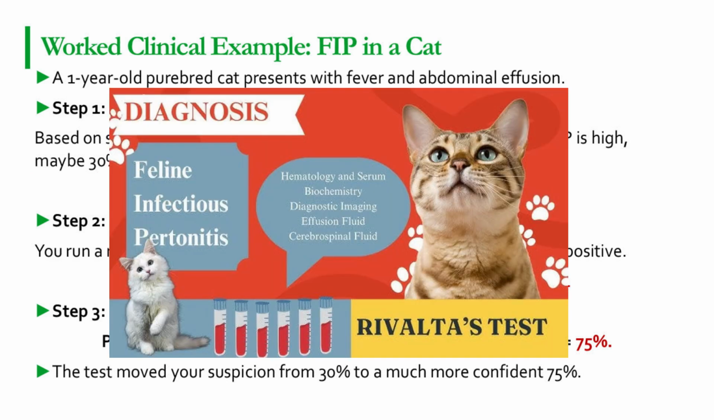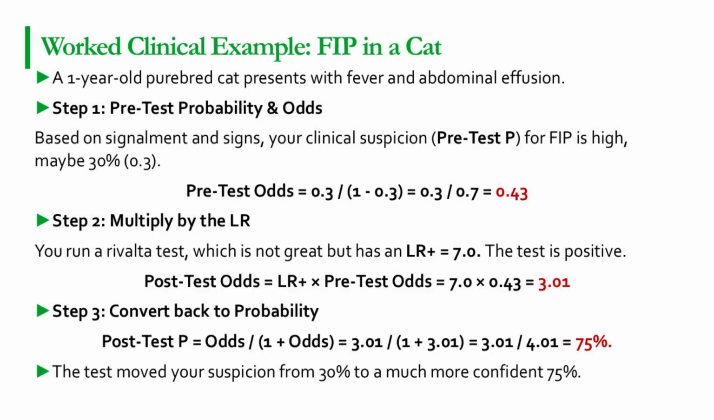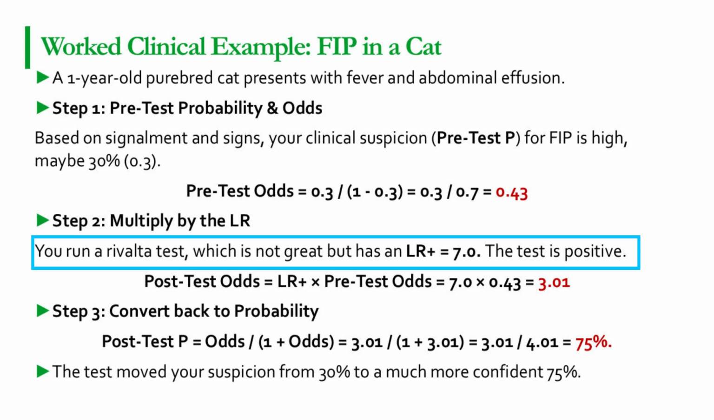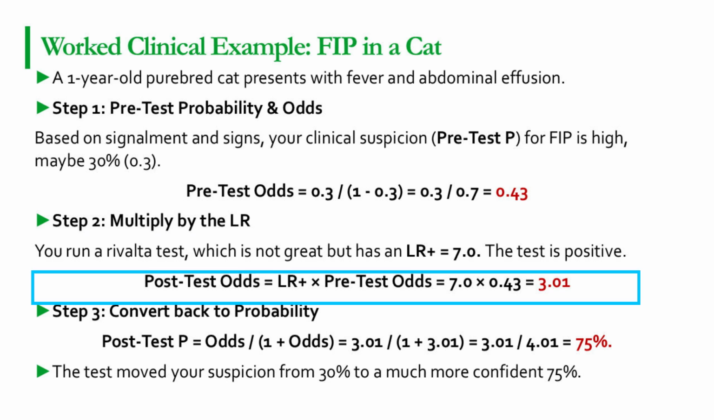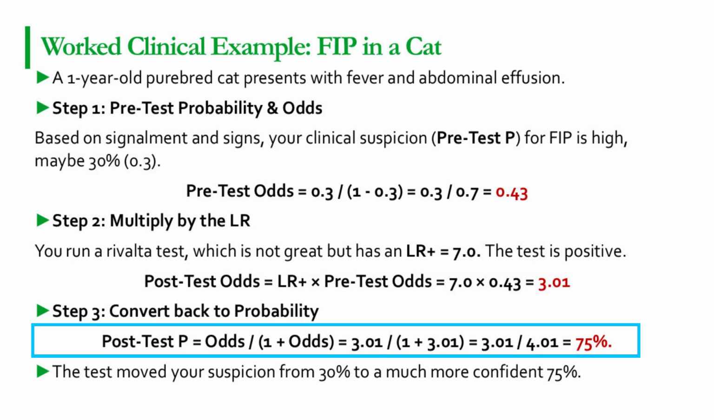You perform a Rivalta test on the fluid. It's a simple in-house test. It's not perfect, but it's known to have a moderate positive likelihood ratio of about 7. The test is positive. Now we update our odds. We multiply our pre-test odds of 0.43 by the positive likelihood ratio of 7, which gives us post-test odds of about 3. Finally, we convert back to a probability.